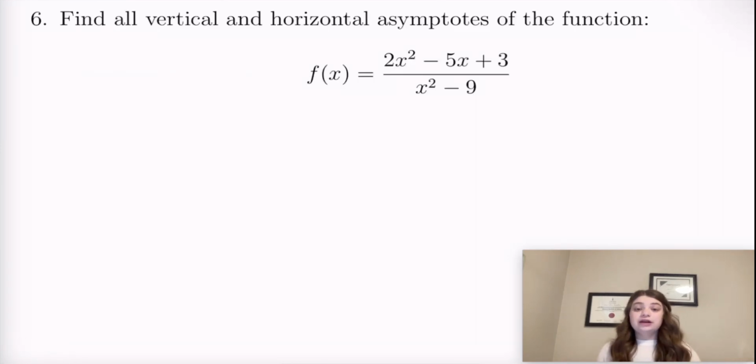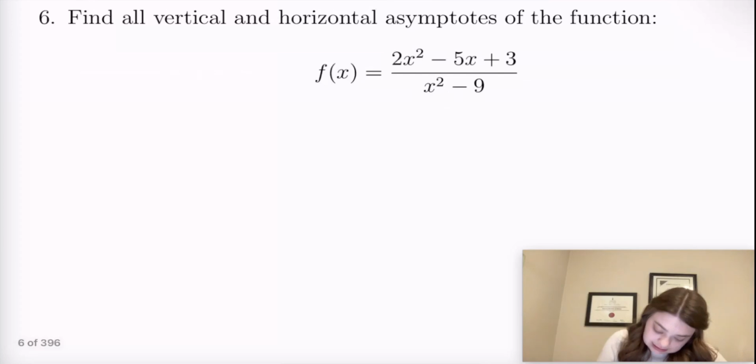All right, so now we're going to go ahead and get into the free response questions. This first one says, find all the vertical and horizontal asymptotes of the function. Okay, so first thing I'm going to do is start with the horizontal asymptote, because there's not a lot of effort that's going to go into finding that, which is kind of the nice thing.